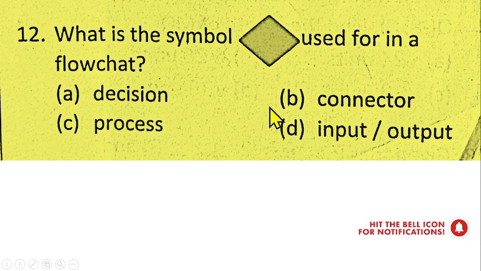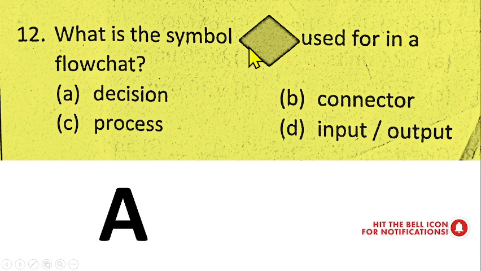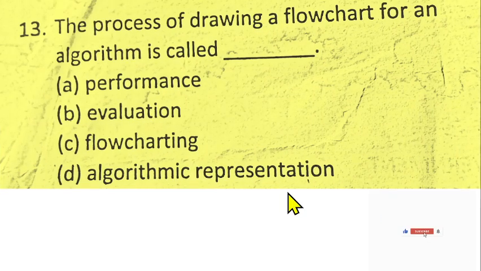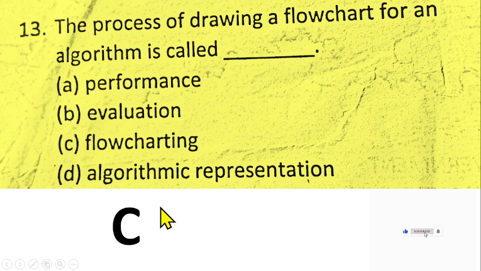Still on the computer here, what is this diamond symbol used for in a flowchart? It is for decision. This diamond symbol in a flowchart is used for decision. The process of drawing a flowchart for an algorithm is called flowcharting, which is option C.